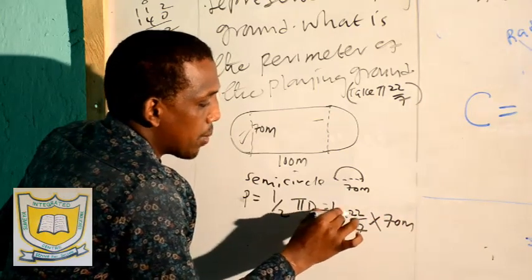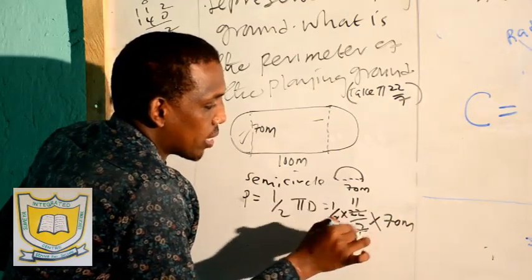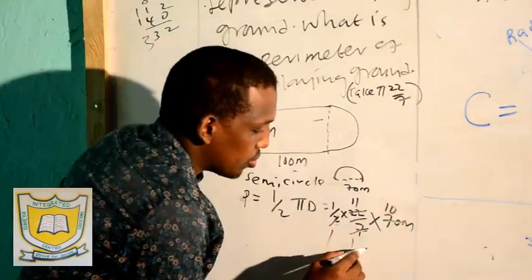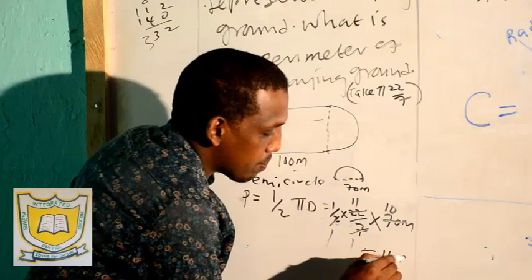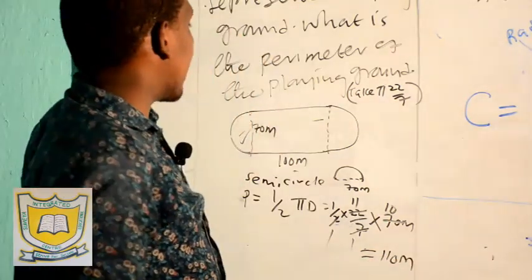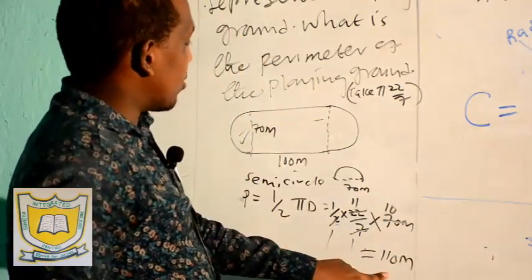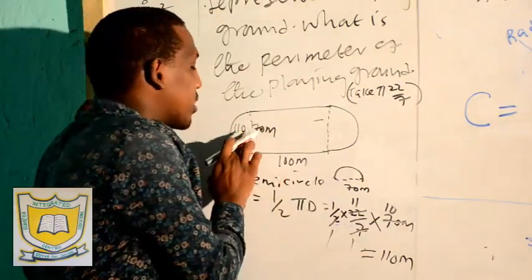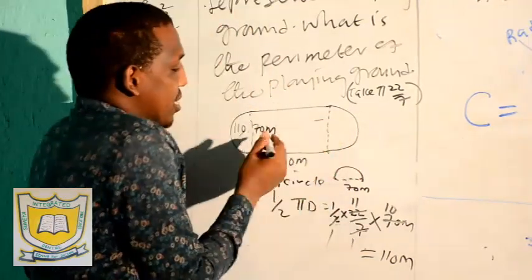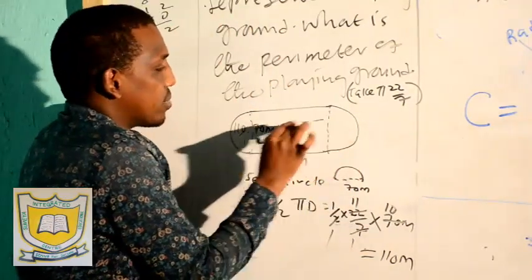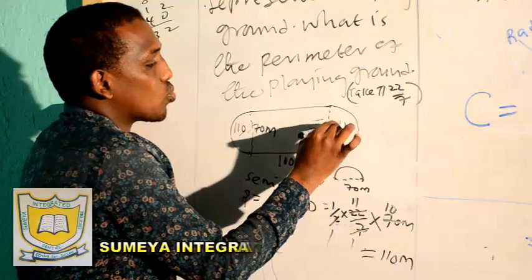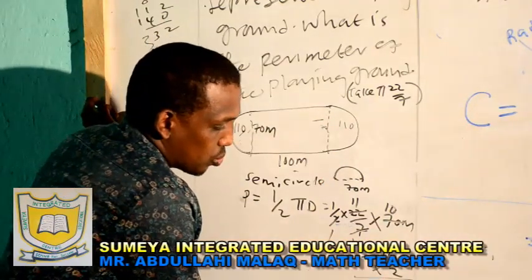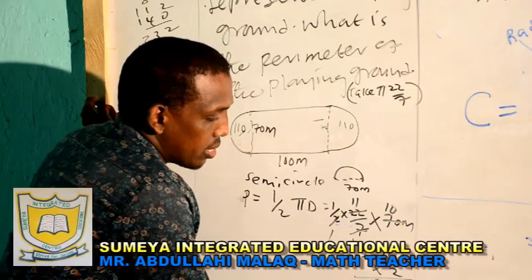By 2, 1, by 2, 11, by 7, 1, by 7, 10. So you get 11 times 10, you get 110 meters. So this one is 110. If this one is 110, this one is also 110, obviously. They are the same, because here it's 70, here is also 70. So we say times 2 now. So we get 220 meters.